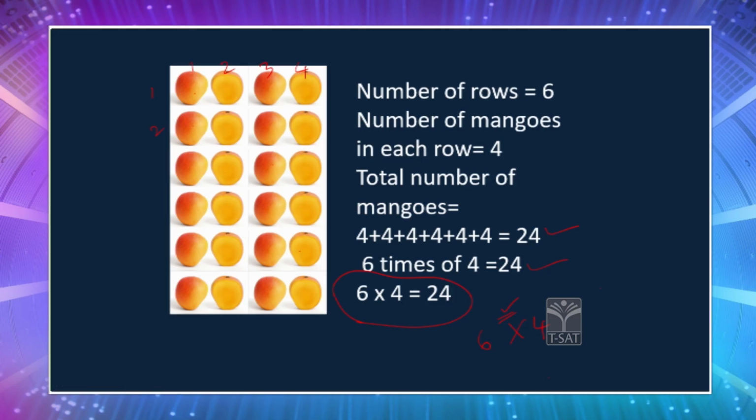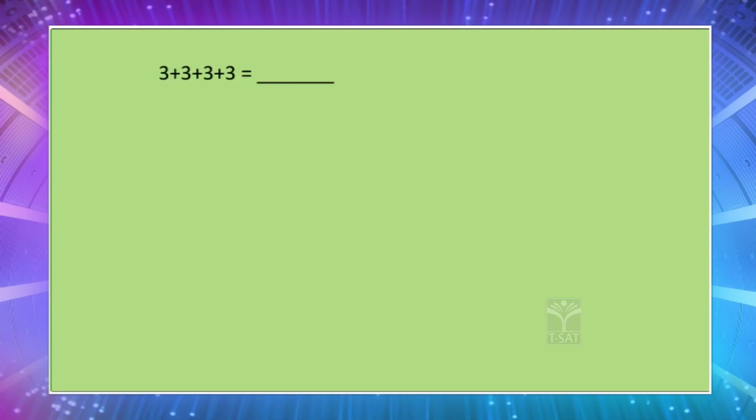Multiplication is a repeated addition of a number. Repeated addition of a number means, see here, 4 plus 4 plus 4 plus 4 plus 4 plus 4 like this. We are adding 4, 6 times repeatedly. So, when we are adding the same number a number of times, we can find the result very easily in the form of multiplication. Right? Next, 3 plus 3 plus 3 plus 3.